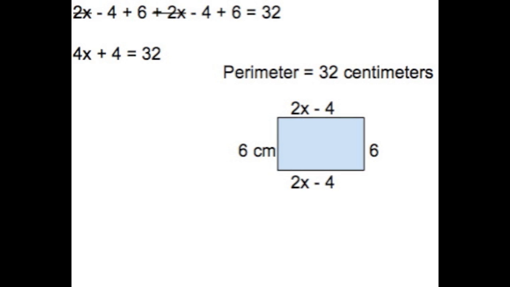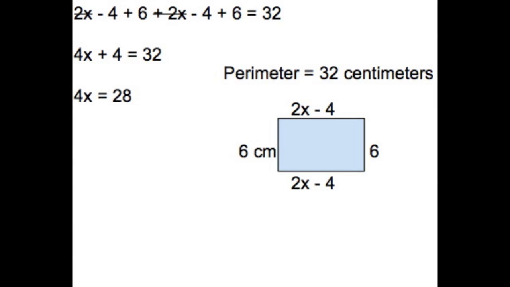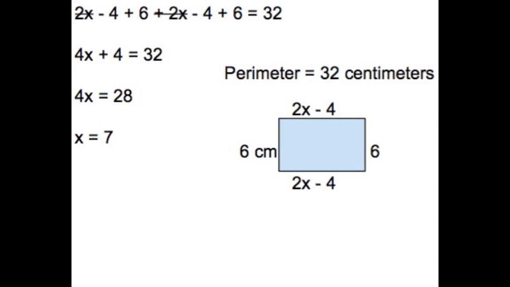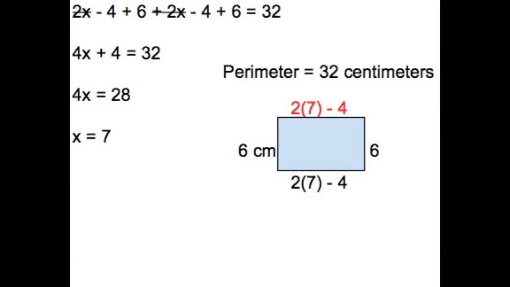To solve, 4 can be subtracted from each side of the equation, leaving us with 4x equals 28. And then dividing each side by 4, we see that x equals 7. Now that we know that x equals 7, we can substitute it into our side lengths to determine the length of each side. Let's find the length of the side in red.